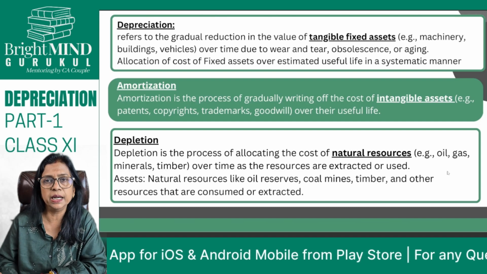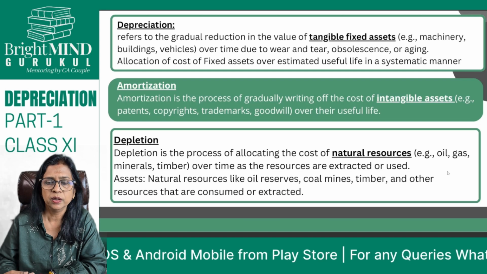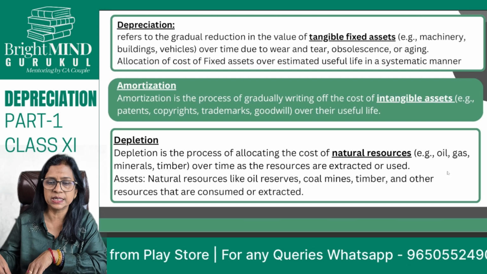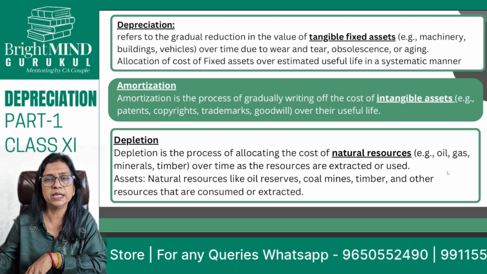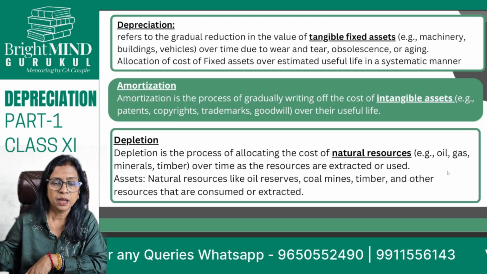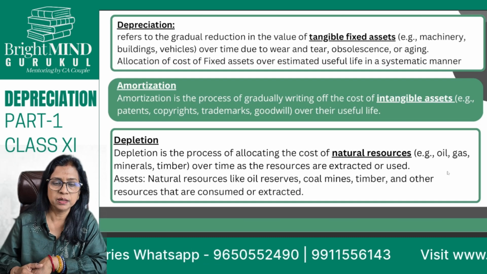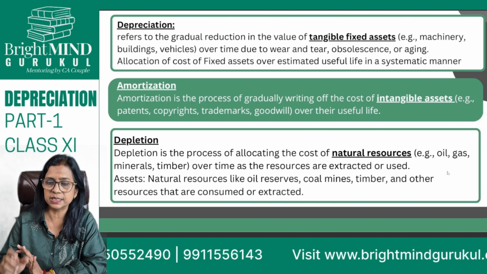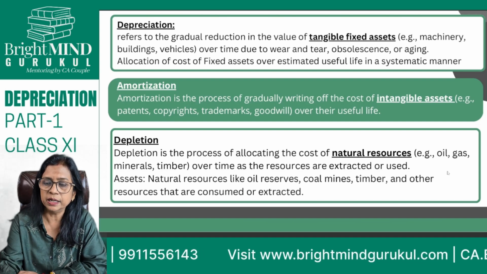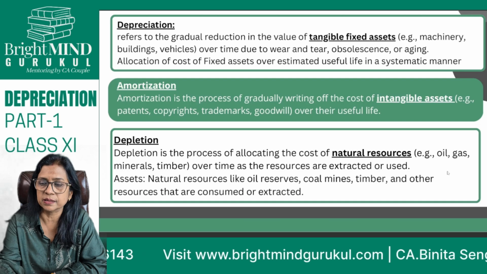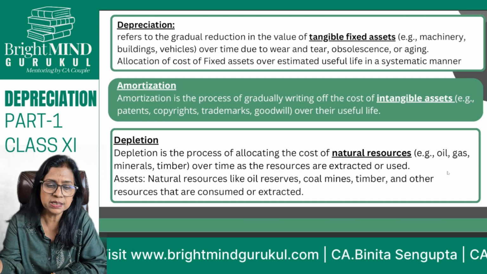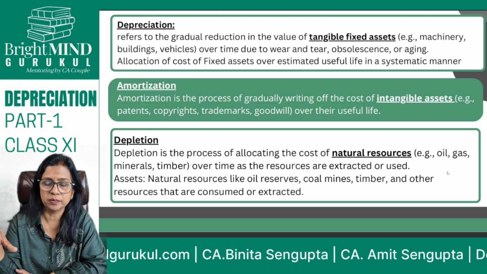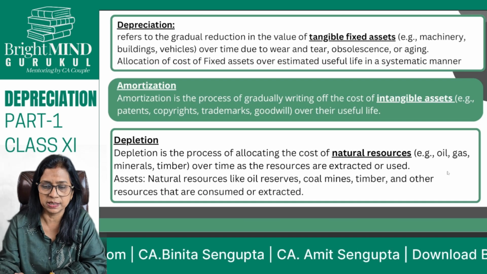This happens due to wear and tear, obsolescence or aging. So here the allocation of the cost of the fixed assets over the useful life is done in a systematic manner. What is now amortization? Amortization is also similar to depreciation, but the only difference is that it is the writing off of the cost of the intangible asset. So what are the intangible assets? They are patents, goodwill, trademarks, which you cannot see, but they are of some value in the business.